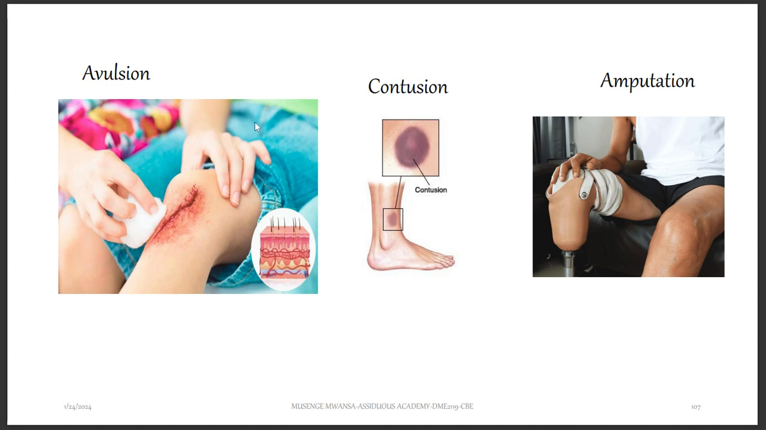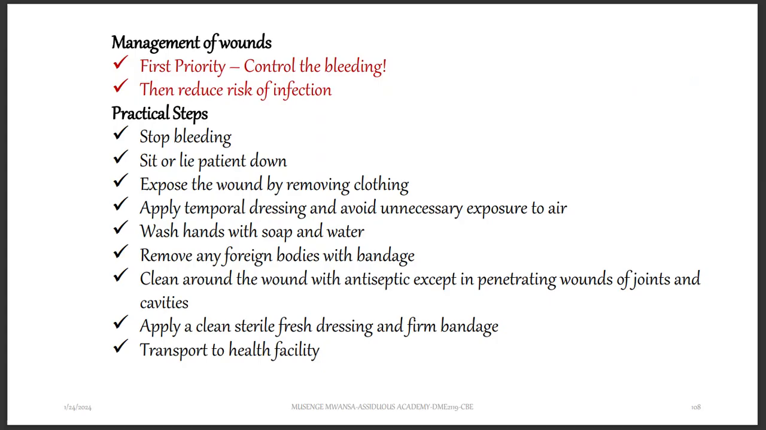And then you also have a contusion. Contusion, on the other hand, is just bruised skin, and we are just going to see a hematoma. You do not really see blood coming out, but you see a collection of blood under the skin. And then this is amputation, where there is a cut of a body part.